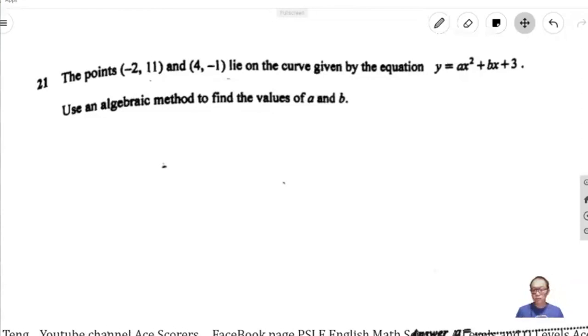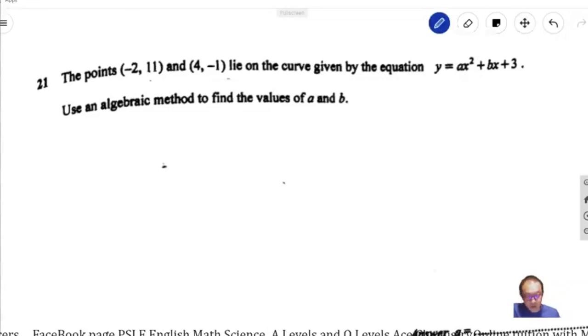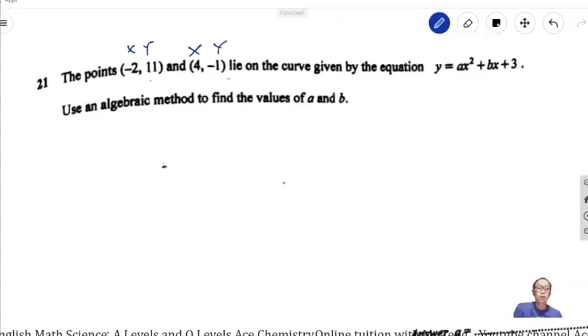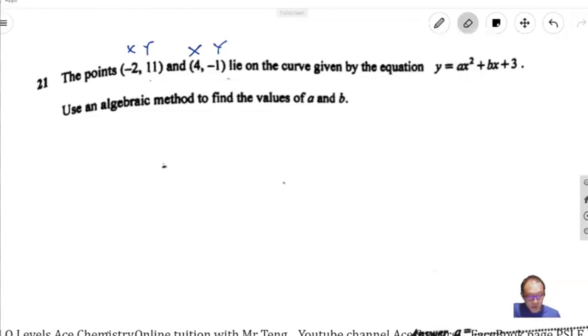Okay, do you know how to start this question? No idea. Okay, you need to substitute this x, y, x, y into the equation. So for example, the first set of x, y. Let me substitute the first one.